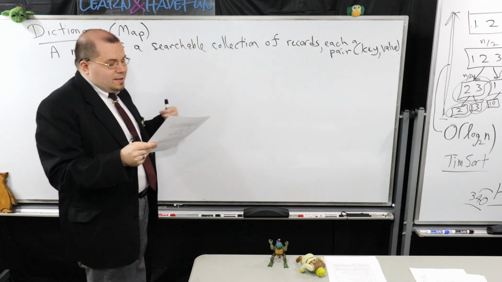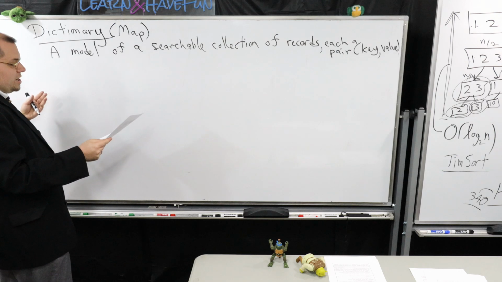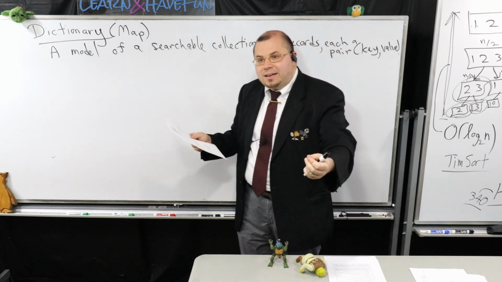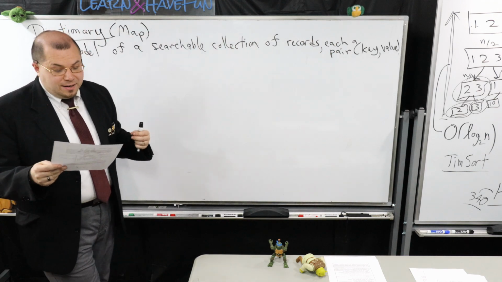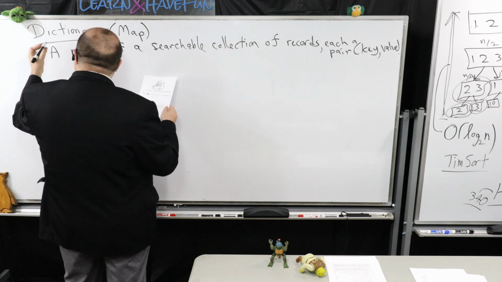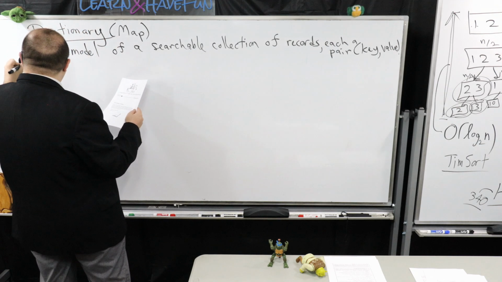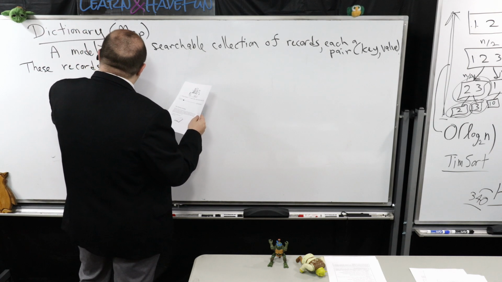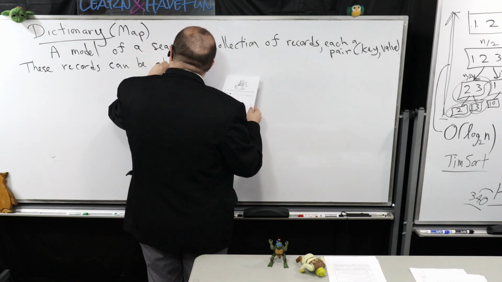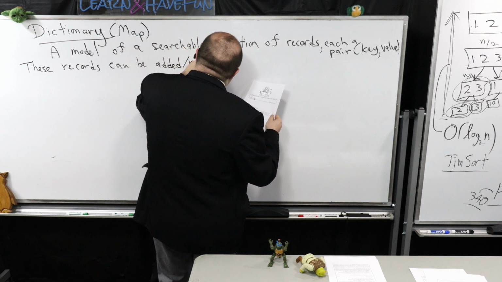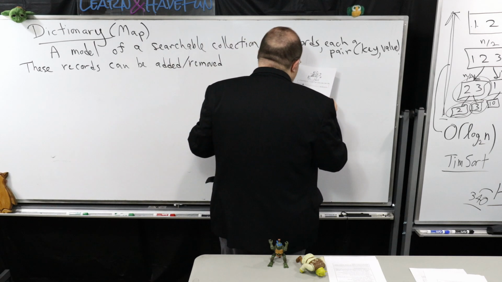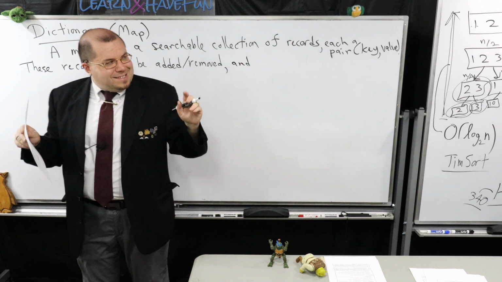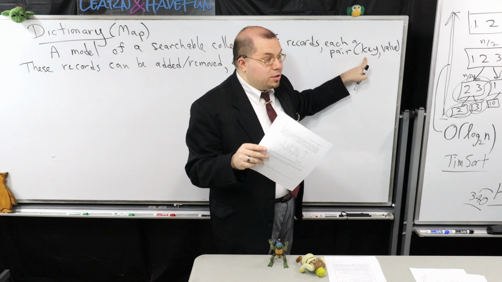Usually in the case of a dictionary, it's presumed that this is going to be dynamic, in the sense that records are going to be added and removed or potentially updated. But I'll focus primarily on adding and removing. They can be added or removed. And the biggest catch with this is that these keys have to be unique among all the records.